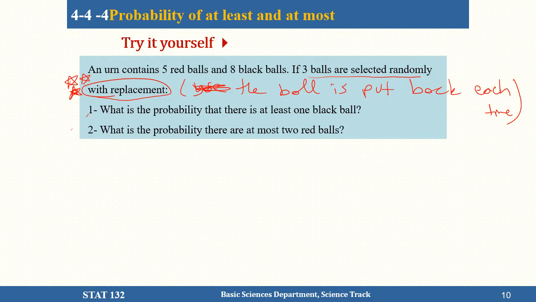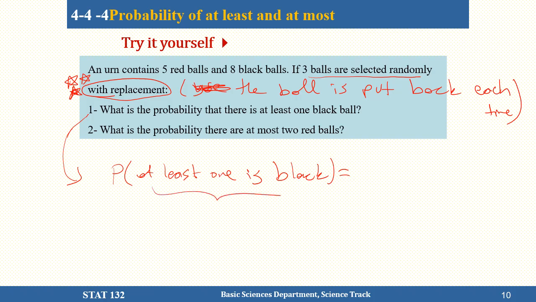So now we are drawing 3 balls and at least one ball is black. Counting the probabilities will take a long time because we have to say the first ball, the second ball, the third ball, and it will take time. So instead we can think of its complement. What is the complement of this? At least one black means the complement is none of them is black.